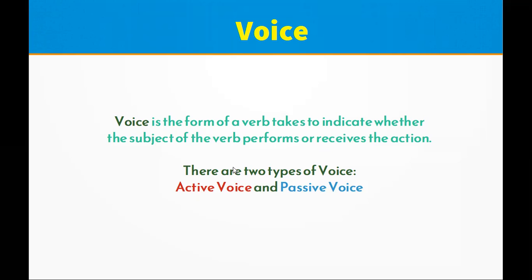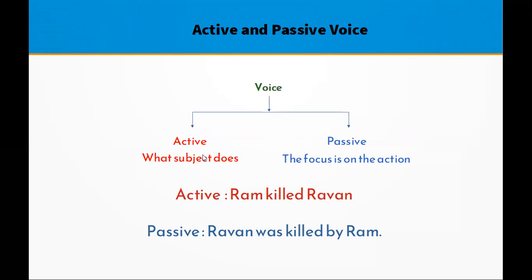In English, we have two types of voice. What are they? Active voice and passive voice. Now let us see what is meant by active voice and what is meant by passive voice. Active voice means what the subject does. Passive voice means the focus is on the action. For example, Ram killed Ravan in active voice. While writing in passive voice, Ravan was killed by Ram.